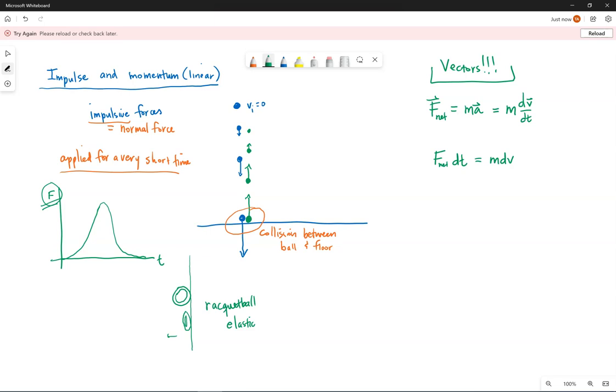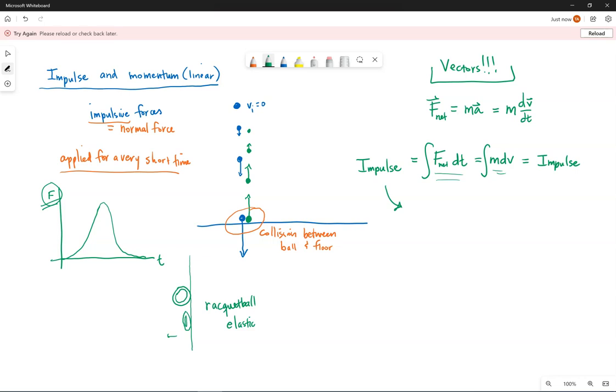If I bring dt to the other side and integrate both sides, we call this an impulse. That's the physics definition. Some force applied over this small time frame is called impulse. But we can also, on the right side, if we integrate the mass with respect to velocity, then that is also impulse.